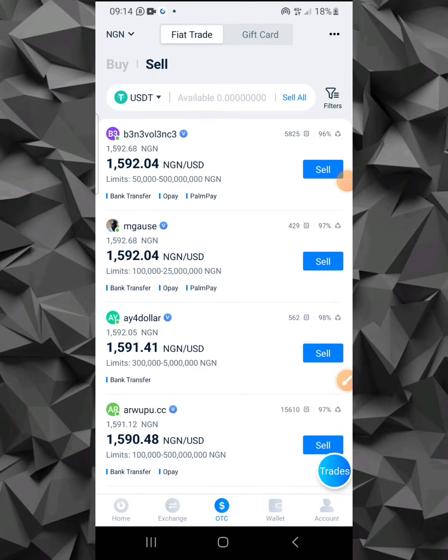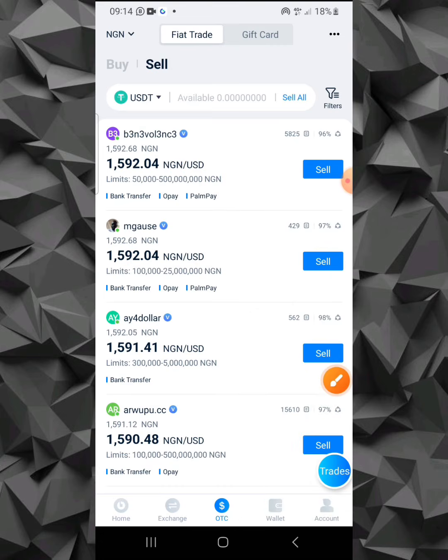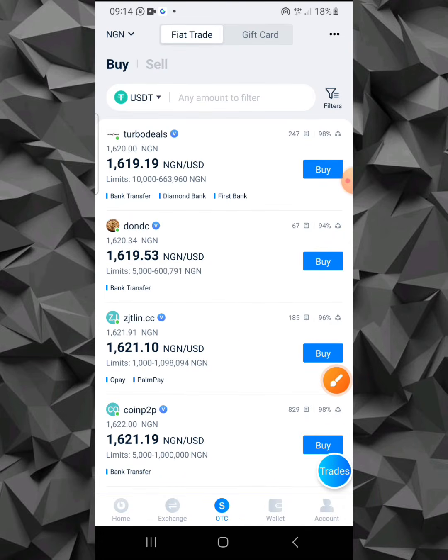Now, if you're going to be engaging in this, you need to be a merchant on Coincola, okay? You first of all need to post ads on the sell side to buy your USDT. You will now come to the buy side to post ads to also sell your USDT. But we're talking about a shorter way to do this, okay?